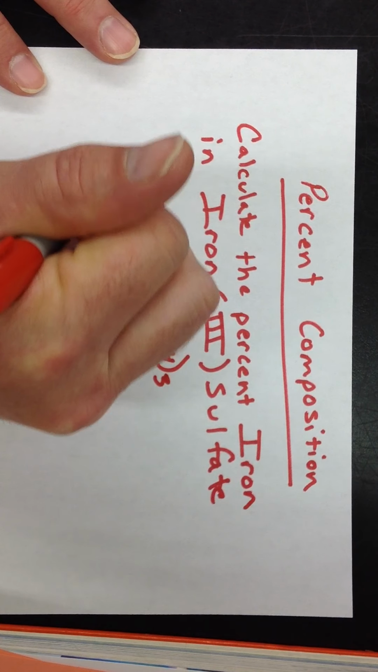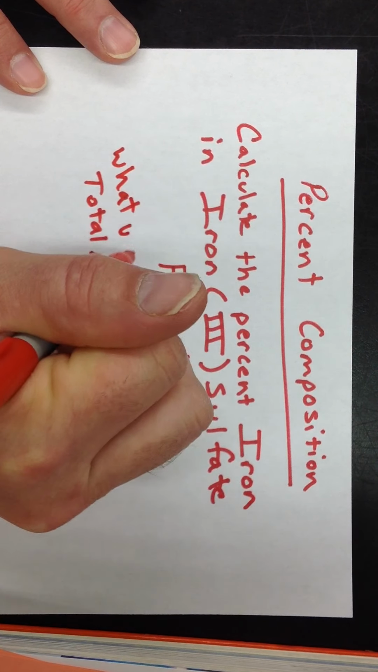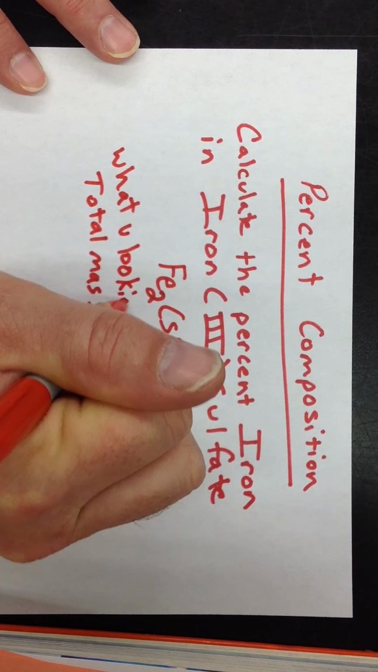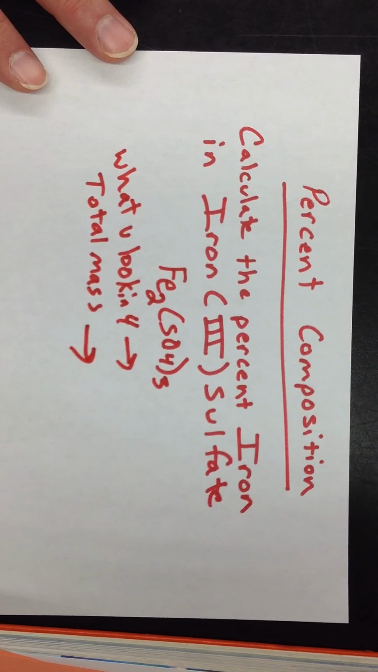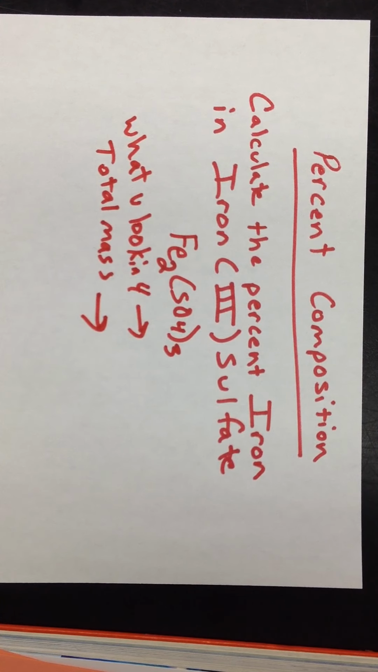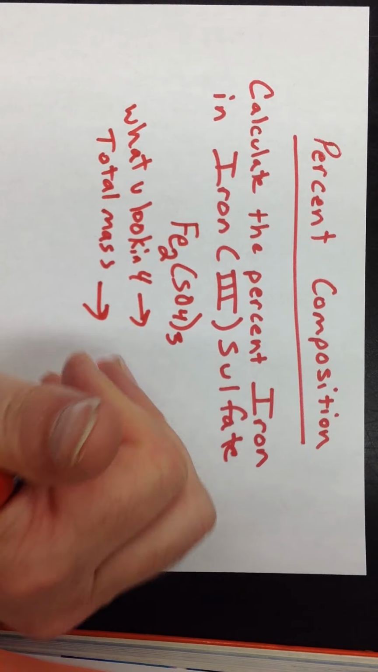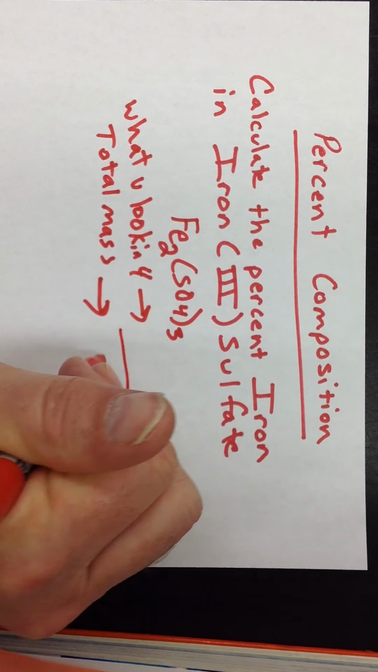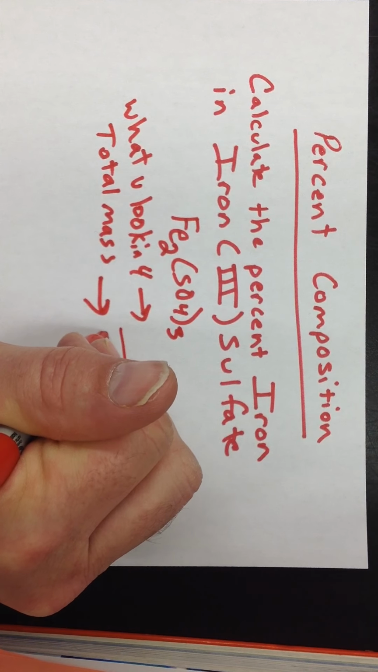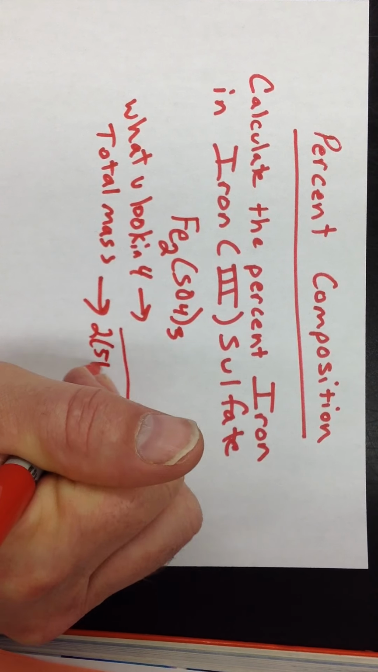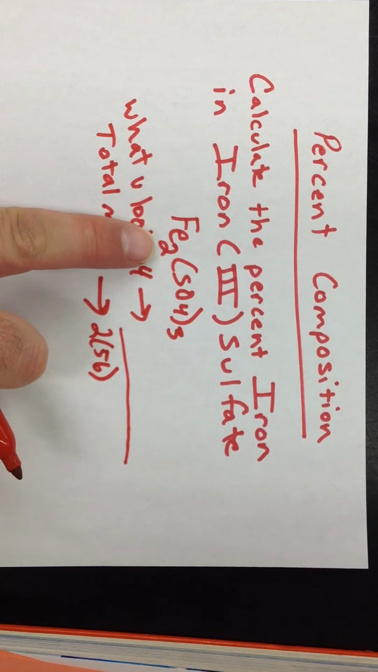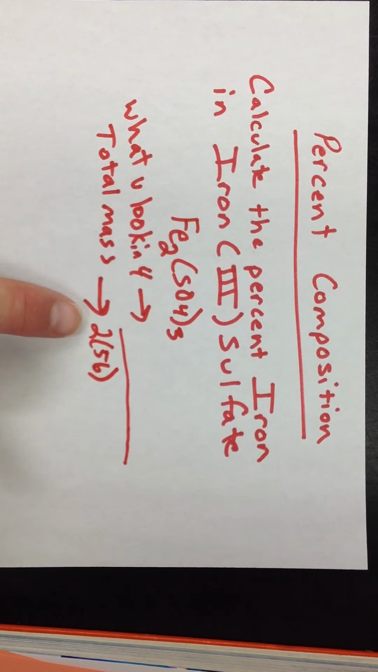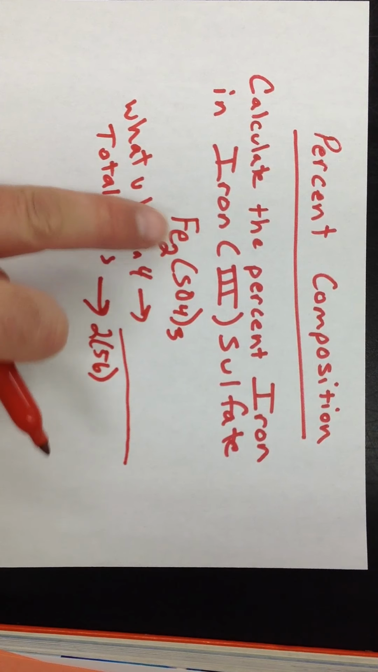and put what you're looking for on top. So here's how we find those two items. First of all, for total mass, I like to do it first. It's just a lot easier. We're going to say 2 times 56. Now you're wondering where these numbers are coming from. The formula tells you there's 2, and that's where that 2 came from. The 56 came from the periodic table.